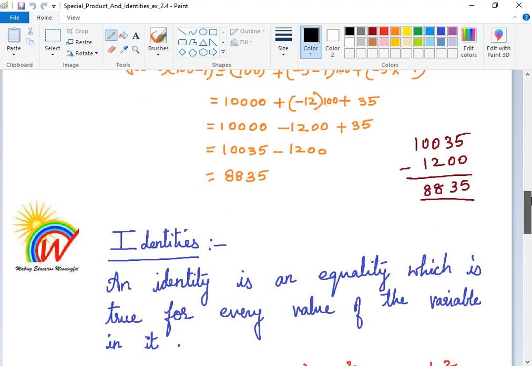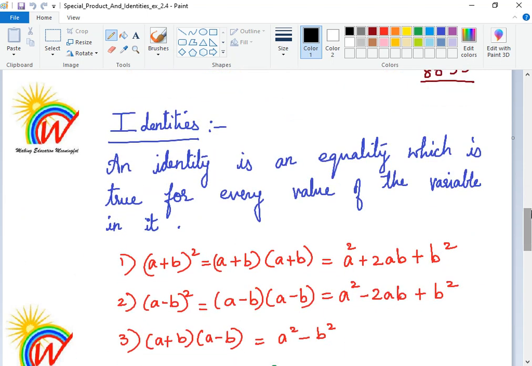Alright. Now we will look at the identities. See, when I say identity, it's actually a rule. It's actually a formula. The definition for identity says an identity is an equality which is true for every value of the variable in it. So if I have any kind of a variable or any number being put over there, that particular identity should satisfy all the variables, whatever I'm putting, so that I can use the formula. So basically, it's just a formula.